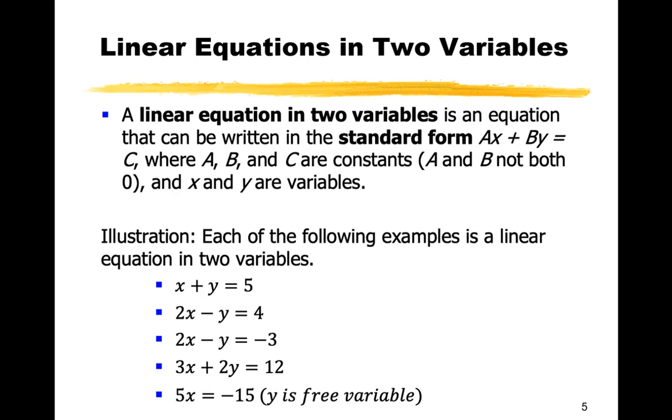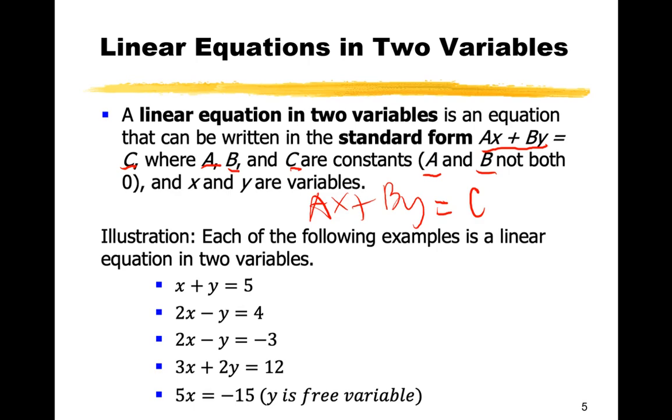So, linear equations in two variables. Okay. Kailan ba nagiging linear equation in two variables? So, we have a standard form for the linear equation: Ax plus By equals C. Ayan. Take note that A, B, and C are constants. Ibig sabihin, these are numbers, numerical coefficients. And that A and B cannot be both 0.